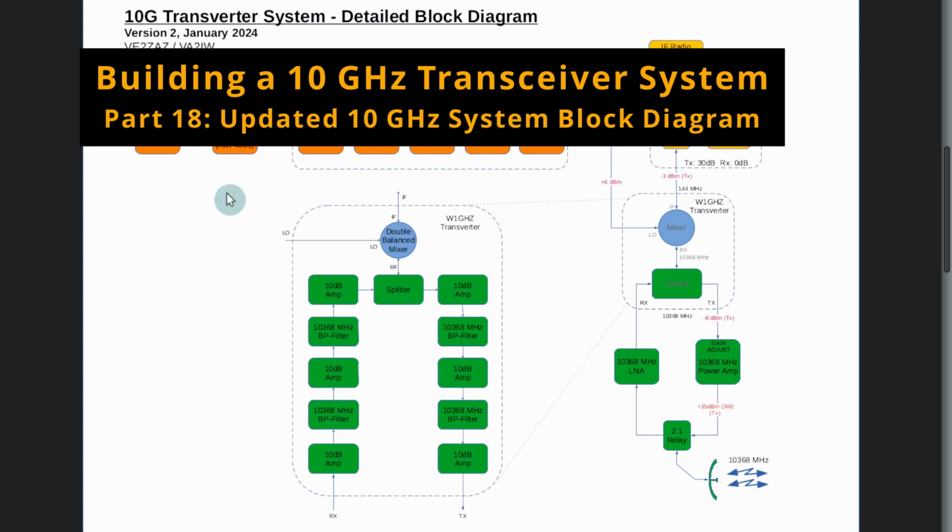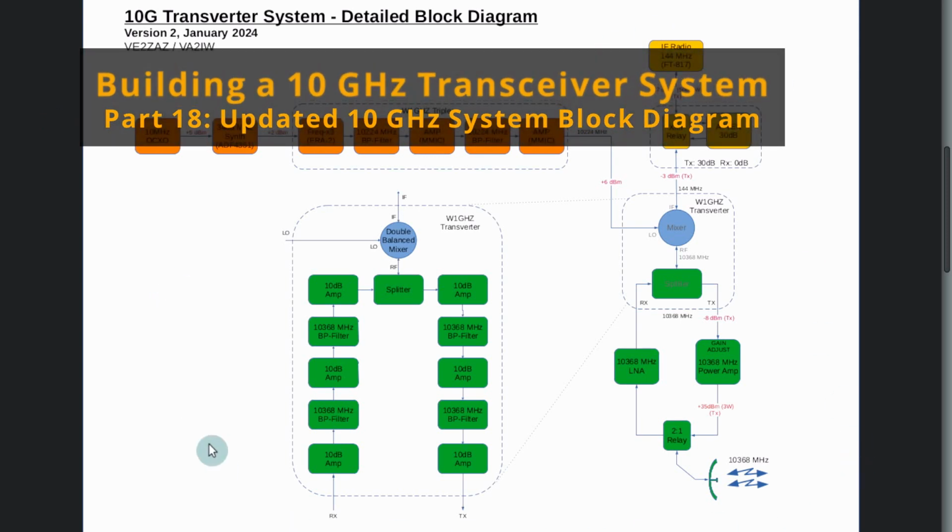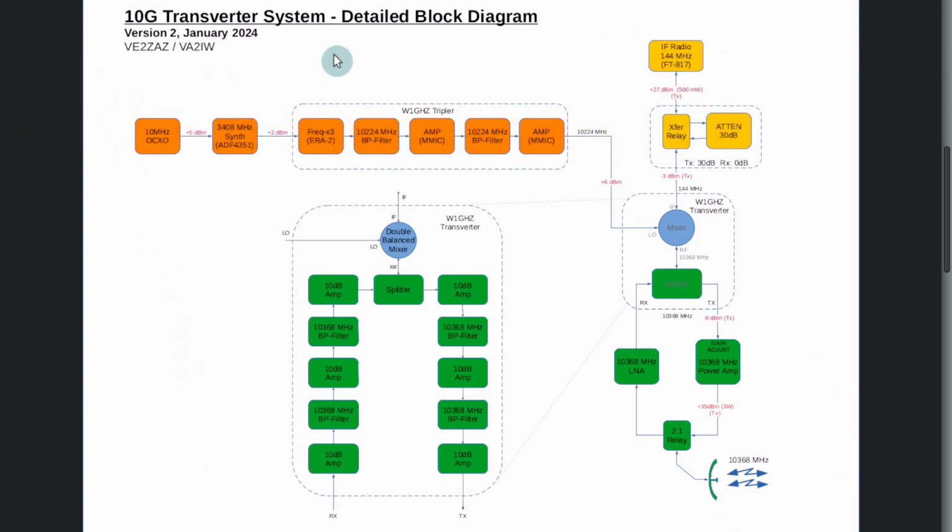Greetings! I've updated the block diagram for my 10 GHz transmission system, and I thought I'd do a recap with you so that you understand where I am with this project.